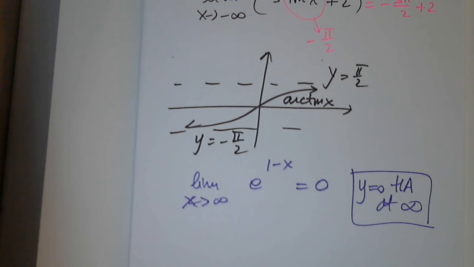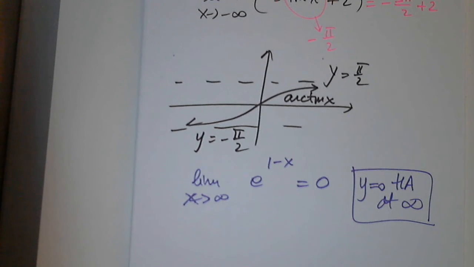Careful, this is not a rational function. It doesn't have to have the same horizontal asymptote at both sides, as long as it's not rational. If it's rational, it has to have the same horizontal asymptote at both sides. Okay, next question.